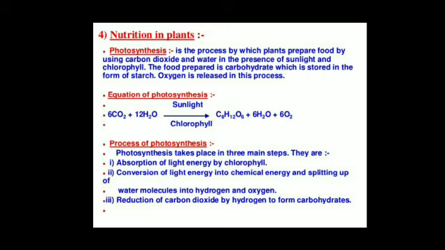So the biochemical equation of photosynthesis is: 6 molecules of carbon dioxide get combined with 12 molecules of water in the presence of sunlight and chlorophyll and give rise to the formation of C6H12O6, that is glucose, plus 6 molecules of water and 6 molecules of oxygen.